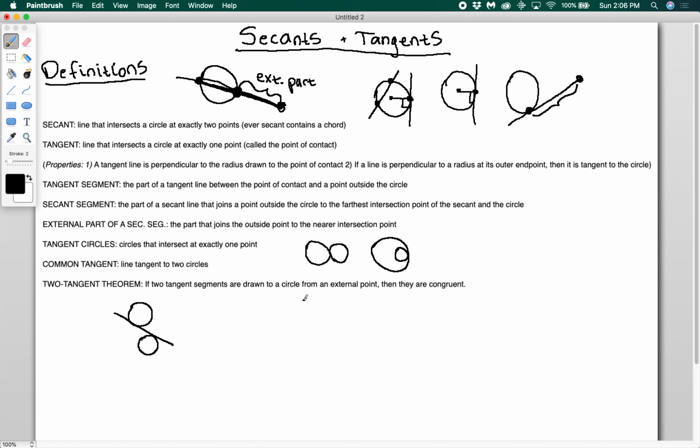Okay. And then the two-tangent theorem. If 2 tangent segments are drawn to a circle from an external point, then they are congruent. So if I have a circle here, and let's say I have a point here, and I'm going to take a tangent segment there, and a tangent segment here, tangent at this point, and they both join the same point, this has to be the same as this. They have to be congruent. Okay. That's the two-tangent theorem.